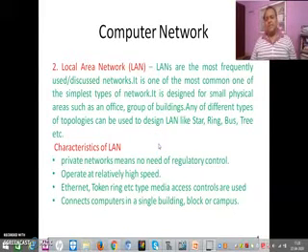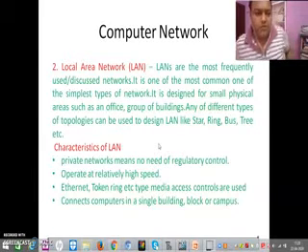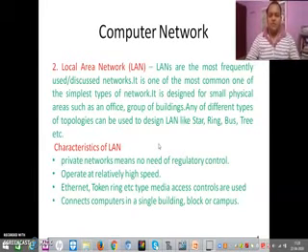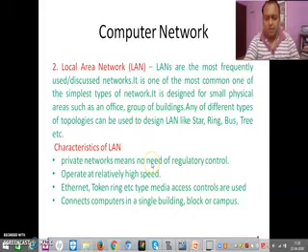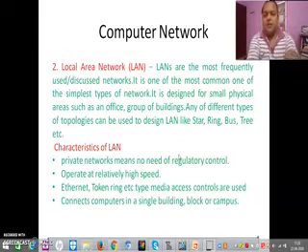Now, characteristics of LAN. It is a private network, so there is no need of a regulatory body. As it is a private network, we don't need any regulation over it. It operates at relatively high speed. Yes, it operates at a very high speed as it is within a building, a group of buildings or an office. Ethernet or token ring type media access controls are used. We basically use Ethernet in our daily computing systems. It connects computers in a single building or block of campus.